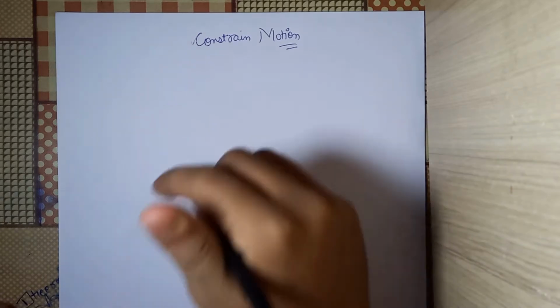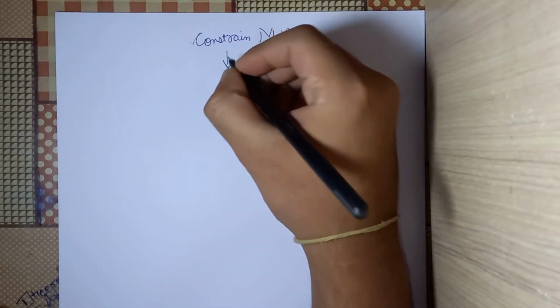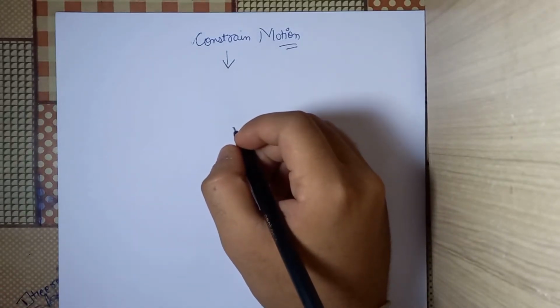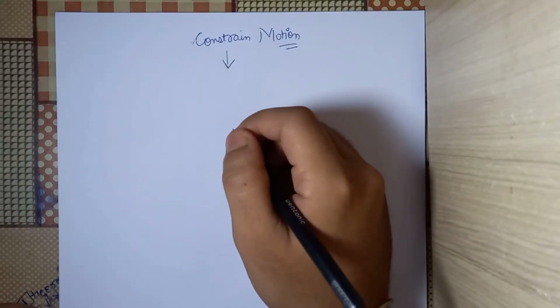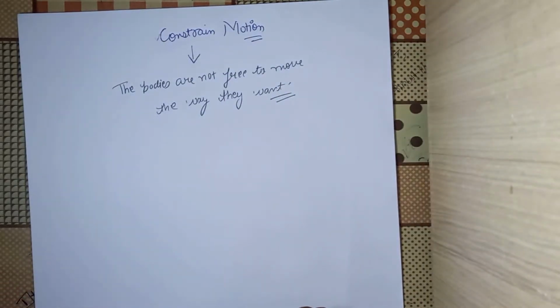So when we talk about constraint motion, what do we mean by the term constraint? As the name suggests, in constraint motion we'll be studying the kind of motion where the bodies are not free to move the way they want. So we'll be studying the kind of motions where bodies are not free to move the way they want. So why is this so?